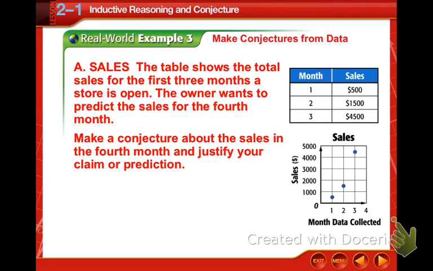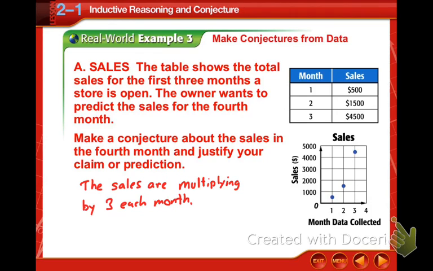So our conjecture here is that the sales are multiplying by 3 each month. So we just take the 4,500 that it was, multiply it times 3, and we get 13,500. There we go. Pretty basic if you just see the pattern. Gotta look for those patterns.